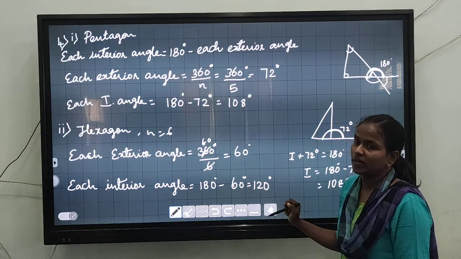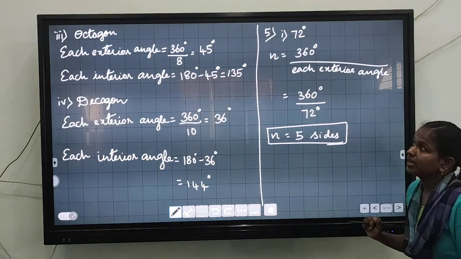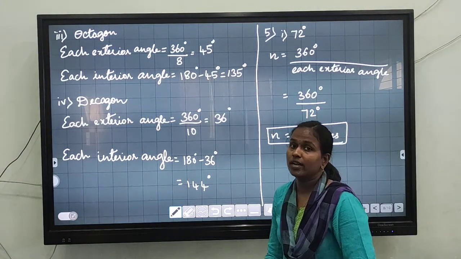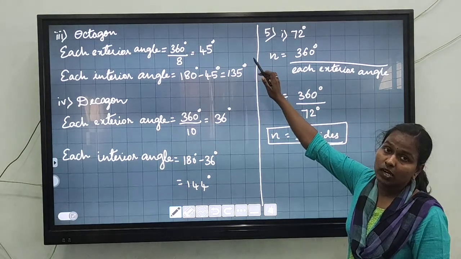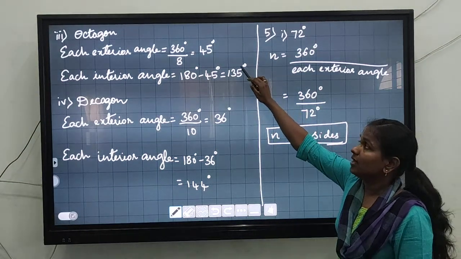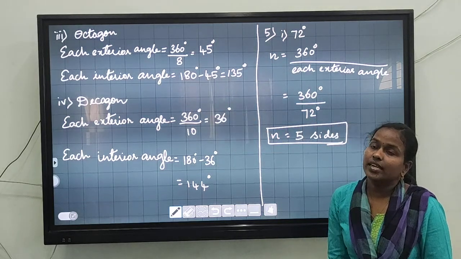So you will get 120 degree. So interior angle is how much? 120 degree. Same way next question. Octagon. Octagon has 8 sides. So n is 8. Substitute in the exterior angle formula and find out the exterior angle. Then subtract that exterior angle from 180 degree. You will get each interior angle.